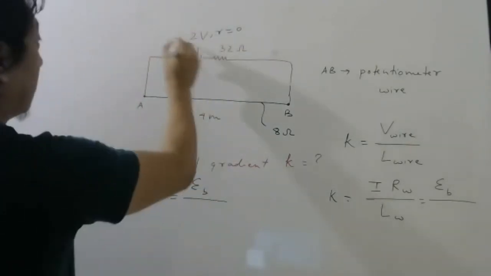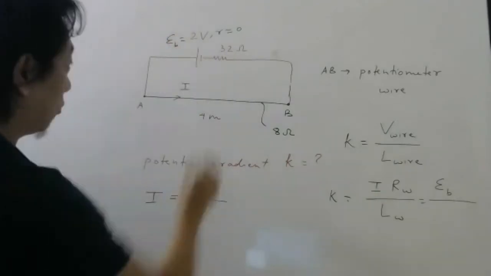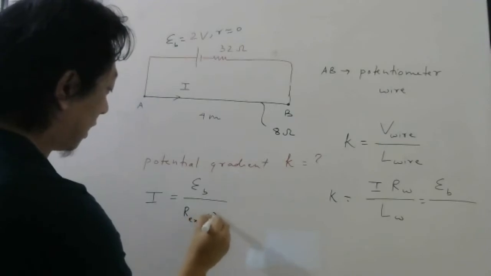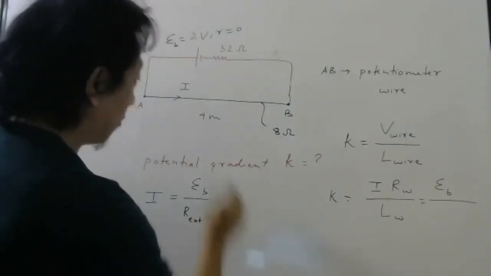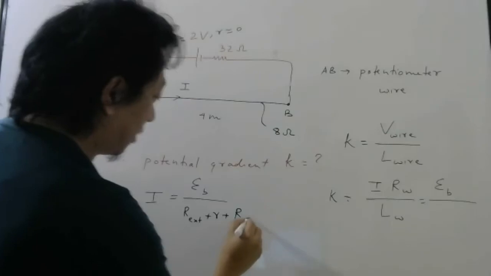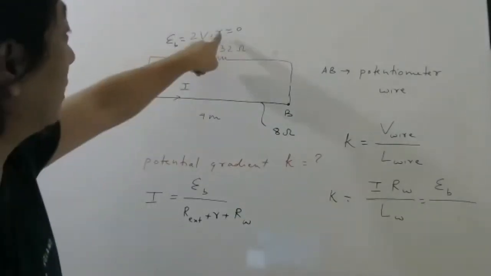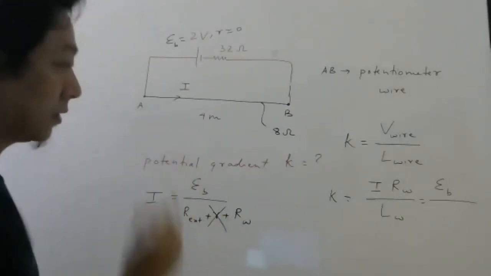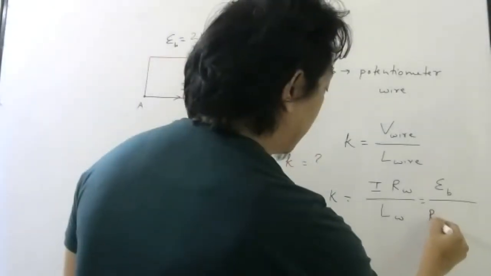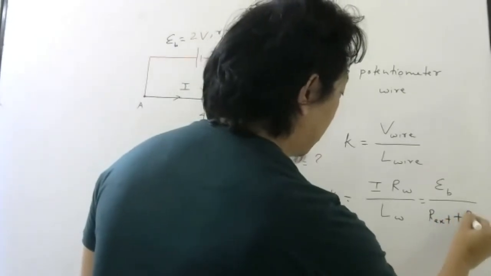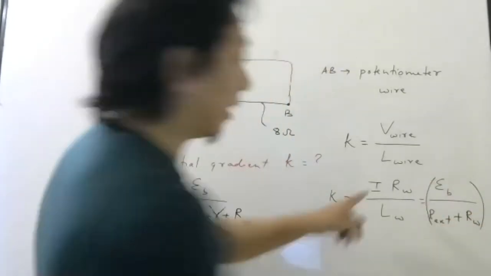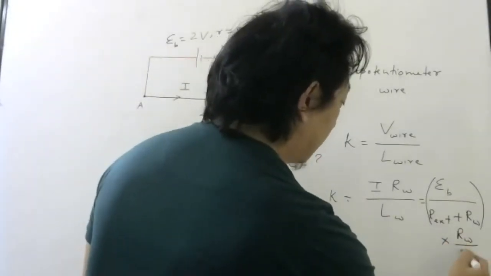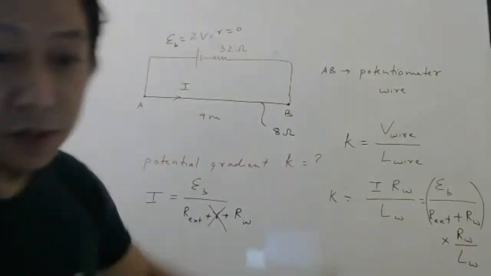This is the EMF of this battery. The total resistance will be R external plus R internal plus R of the wire. The wire also has resistance, students, don't forget. In this problem, they said internal resistance is not there, so you can forget that. Then it will be R external plus R of the wire. This is your current, into R of the wire, divided by length of the wire. That formula you should know.